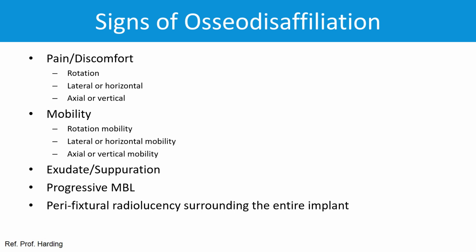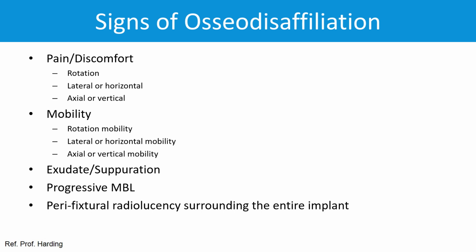We also have mobility, and again we can look at mobility in the various planes, and of particular concern obviously is rotational mobility, because this is very indicative of breakdown of our bone contact. Signs of infection: exudate, followed by suppuration. Suppuration with bone loss is always an indication of peri-implantitis.